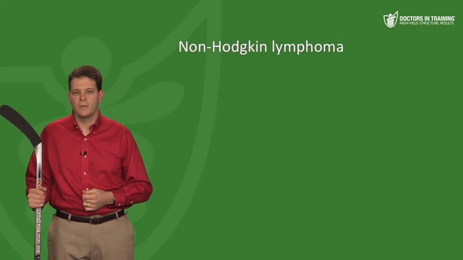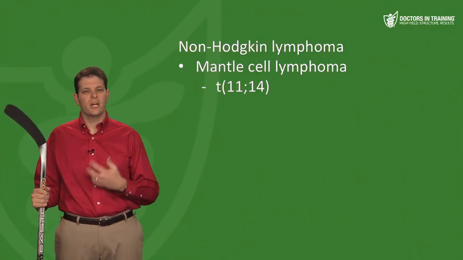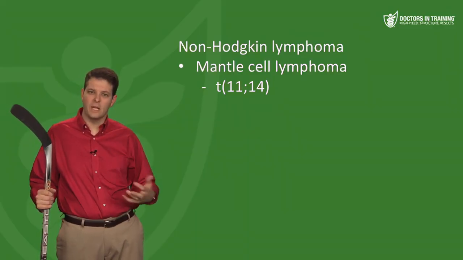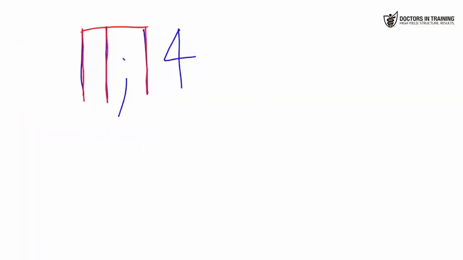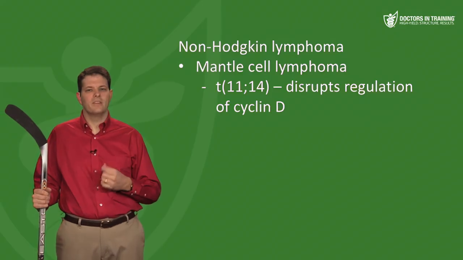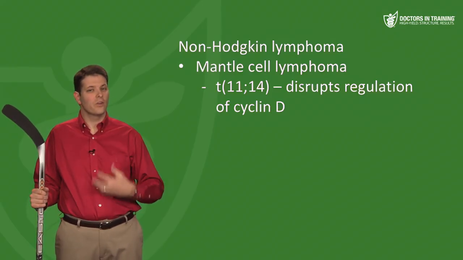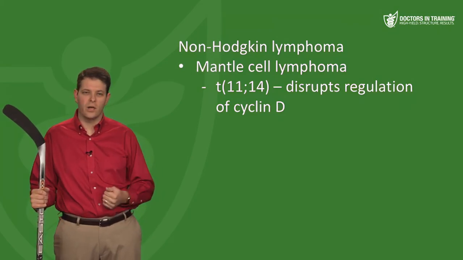Another type of non-Hodgkin lymphoma is called mantle cell lymphoma. Now this is associated with translocation 11-14. So we had 14-18, we had 8-14, and now we've got 11-14. It's so confusing. But if you draw a line across the ones and you turn the 4 into an A, that can remind you that this is mantle cell lymphoma. That translocation 11-14 ends up disrupting the regulation of cyclin D, so these cells can go right into S phase very, very quickly. Remember we talked about cyclins way back in Foundations. We're going to see them again in oncology.